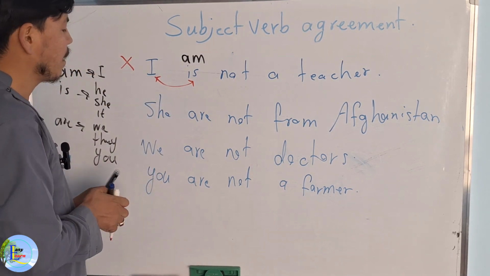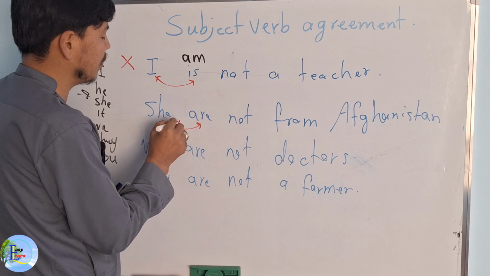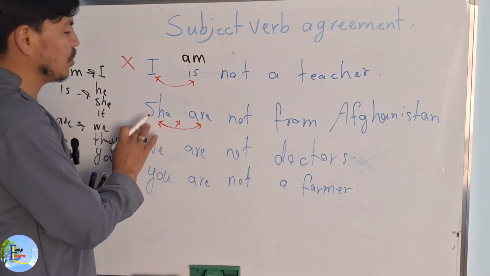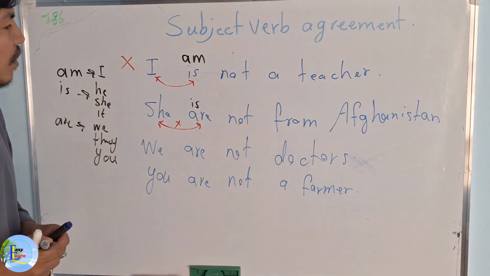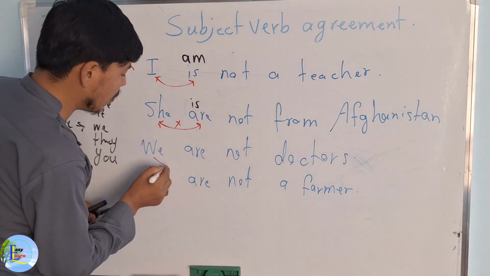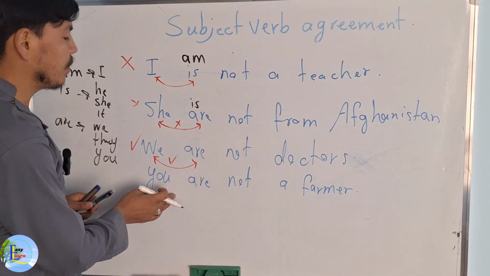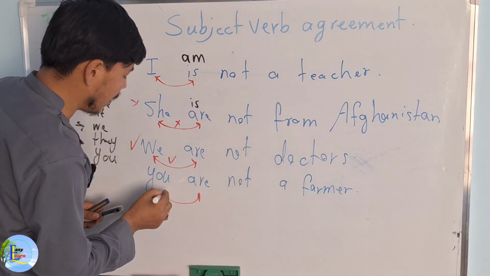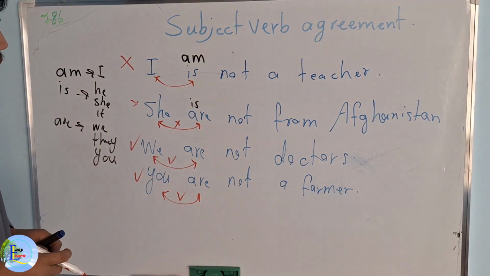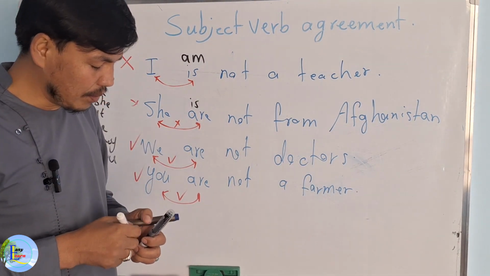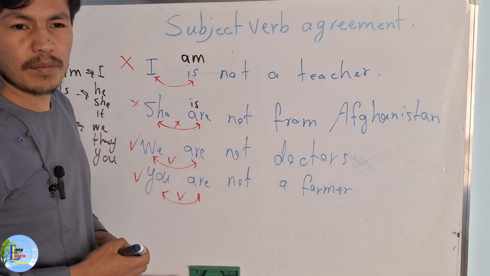Let me see the next one. She are not. Again, she and are do not agree. So what should I write here? She is. She is not from Afghanistan. And we are, of course, they agree. So here the sentence is correct. And you are not, again, we have the subject and verb, they agree. So this is the correct sentence. In negative sentences also, you need to be clear here. Good. Let me give you some question examples.